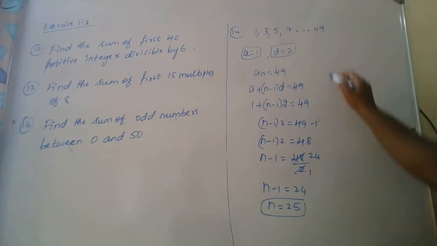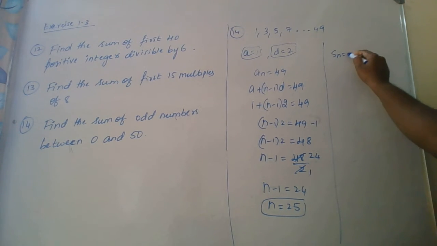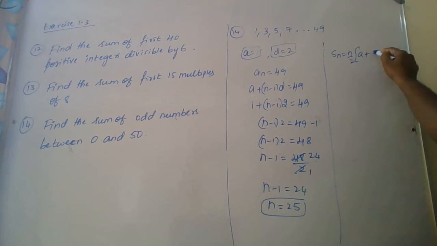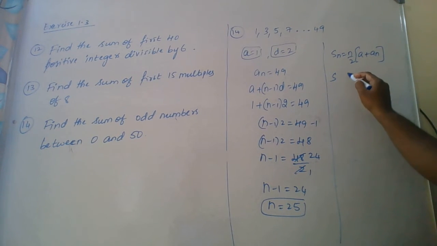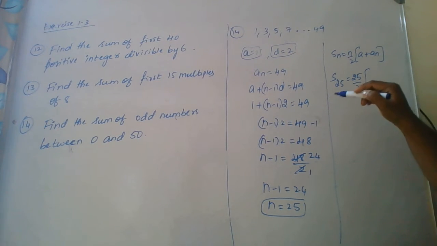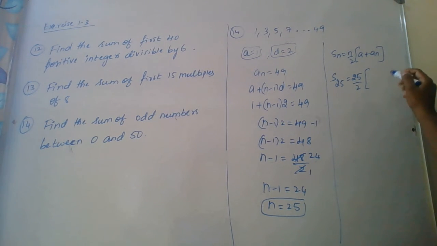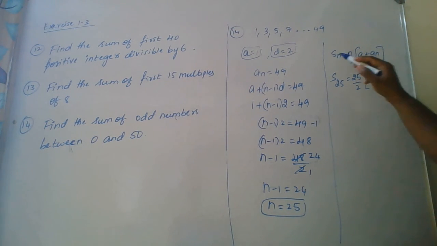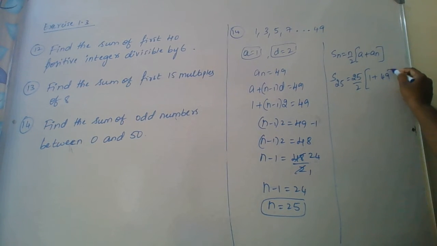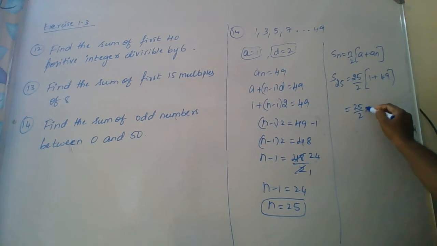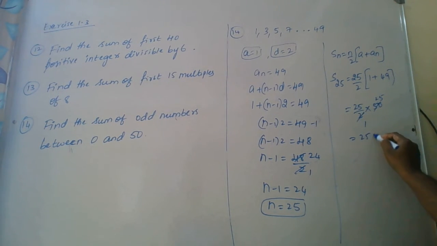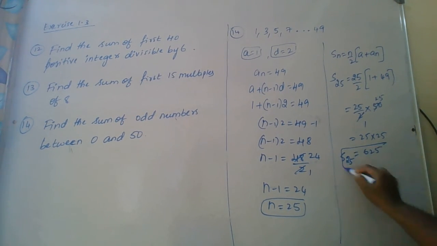Now let's use the formula. Sn is equal to n by 2 into a plus an, because I know the first one and the last one. So S25 equals 25 by 2 into (A is 1 plus An is 49), which is 25 by 2 into 50. 2 ones are 2, 25s are. So 25 into 25, 625. So S25 is equal to 625.